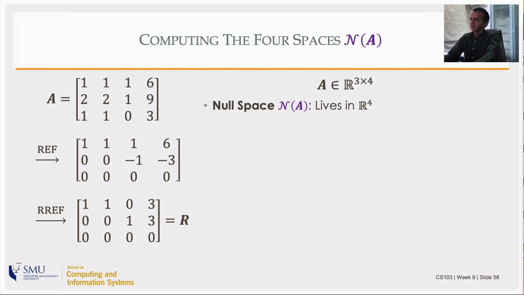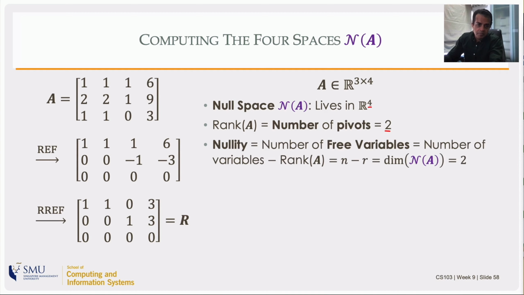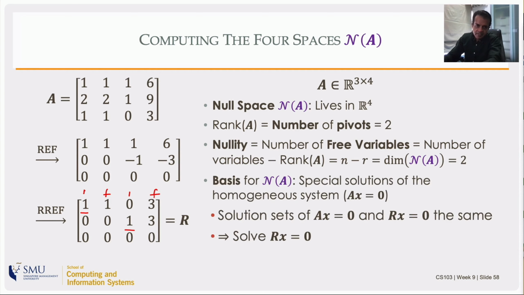First of all, the null space also lives in R4 because it's a solution with 4 columns, 4 unknowns. So it's a vector of size 4. The rank of A is the number of pivots. The dimension of the null space will be the nullity, which is 4 minus 2, the number of free variables. I have a pivot here, so those variables I can solve, but this is a free variable because there's no pivot there. This is a free variable, no pivot there. So I have to find the complete solution.